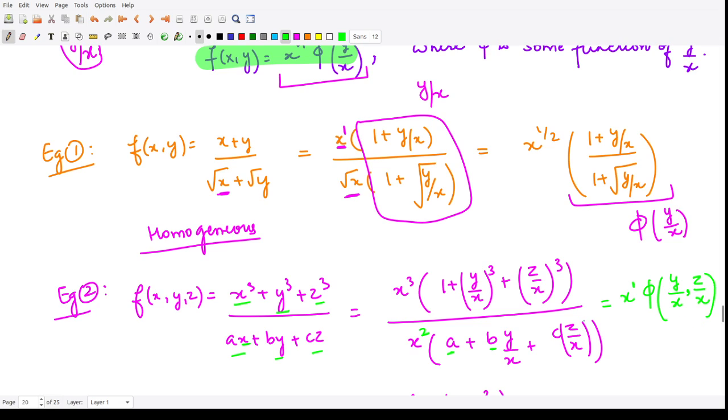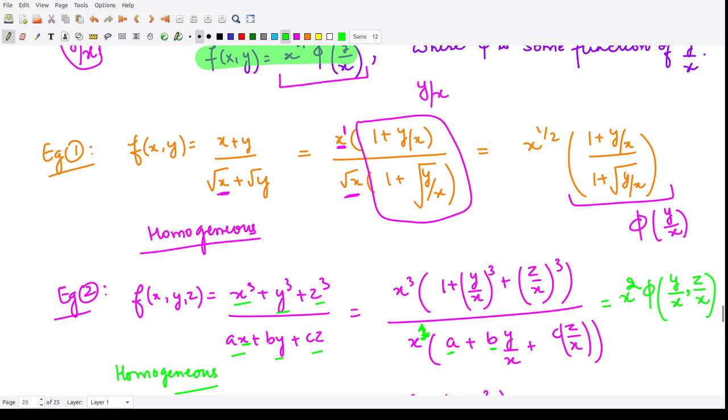So that means your function now is also a homogeneous function, and it is a homogeneous function of degree 2. The power of x in the denominator is 1, so the degree is 3 minus 1, which is 2.